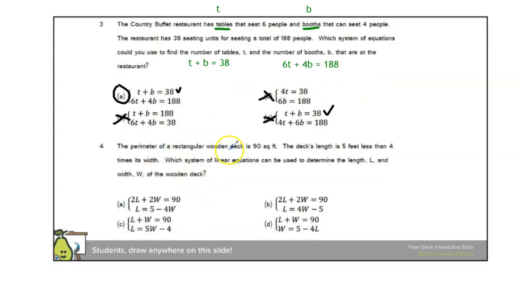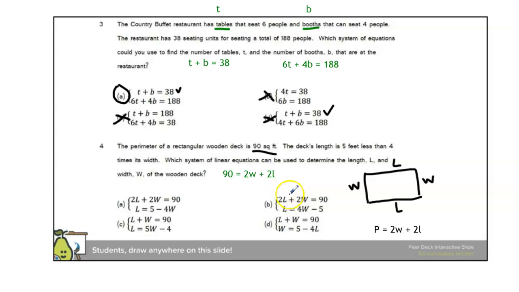The perimeter of a rectangular wooden deck is 90 square feet, so you know that the perimeter of a rectangle is equal to 2 of the widths plus 2 of the lengths. And in this case, it tells us that the perimeter of the deck is 90 feet. So we can say that this equation is 90 equals 2w plus 2l. Just from that information, I can go through and say, well, L plus W is equal to 90. That's no good. That's not how you find perimeter. L plus W is equal to 90. That's not how you find perimeter either.